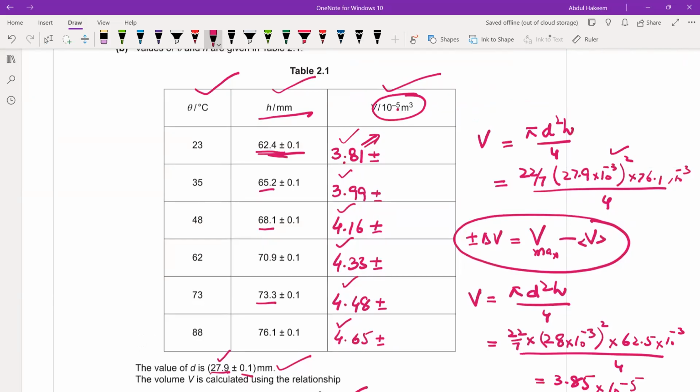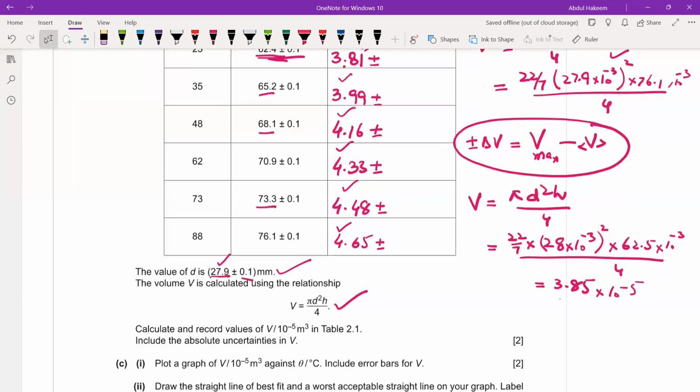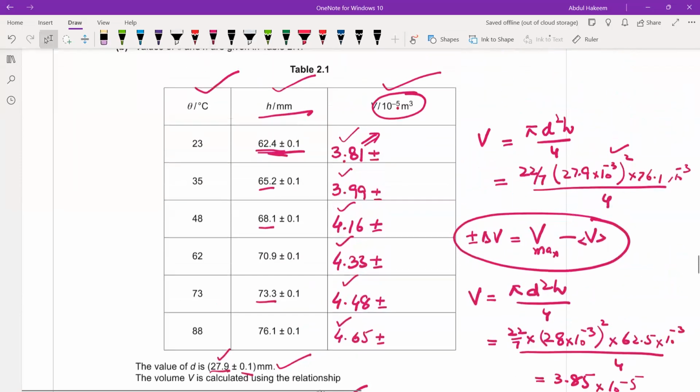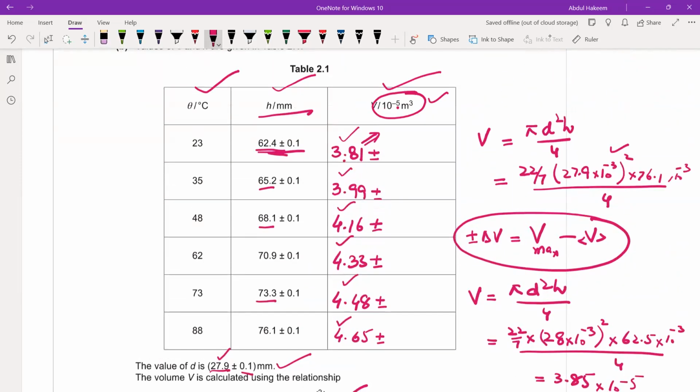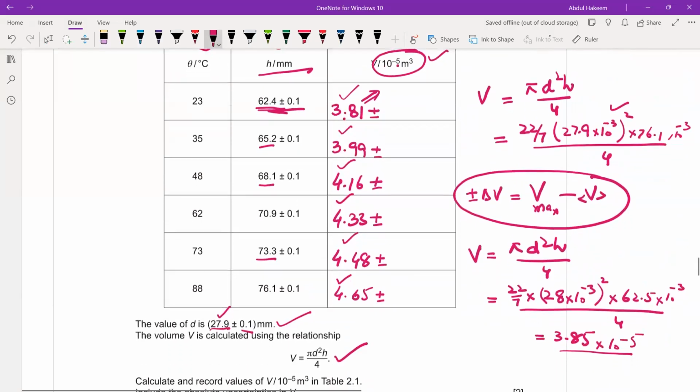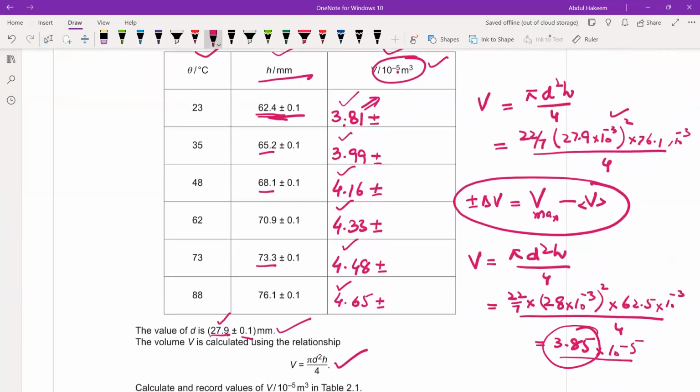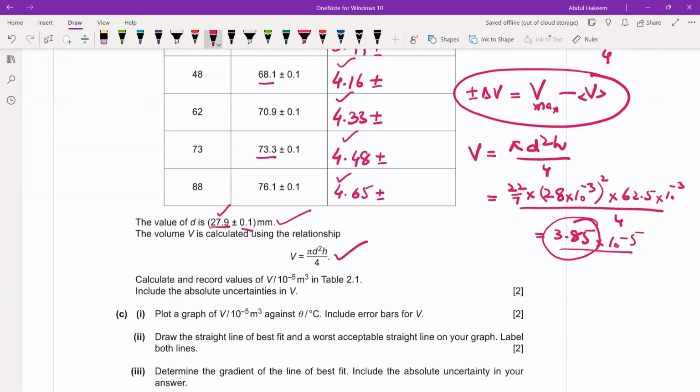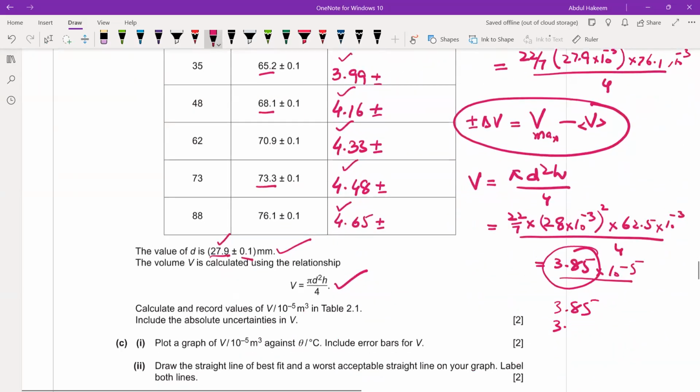We have calculated this average value. Now the maximum value is 3.85, 10 power minus 5. Minus 5 is at the top in the heading of the table. So the value is 3.85. So 3.85 minus 3.81. So this is coming 0.04.